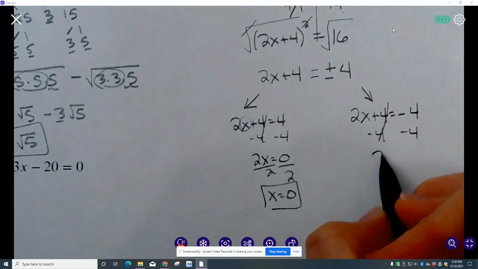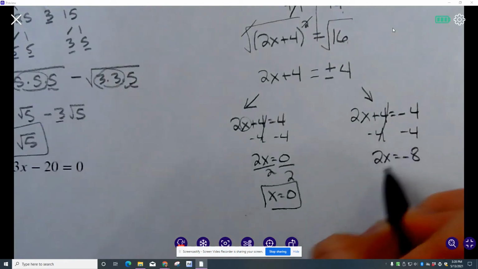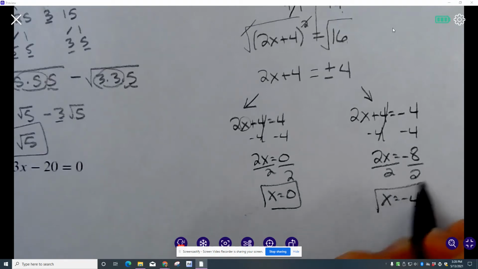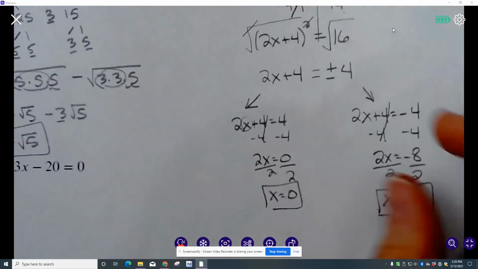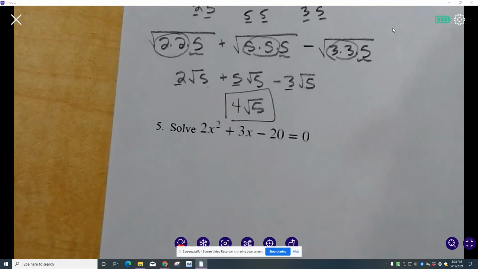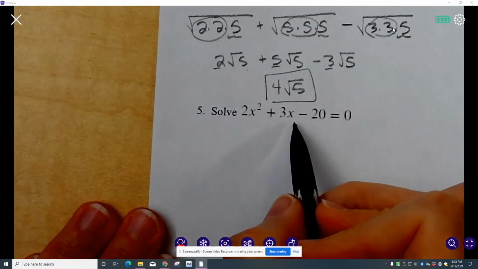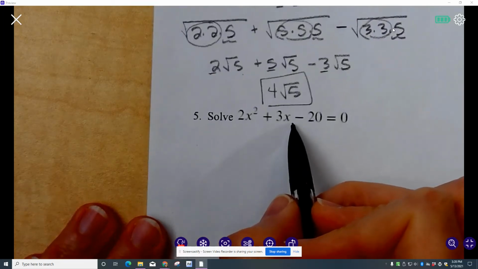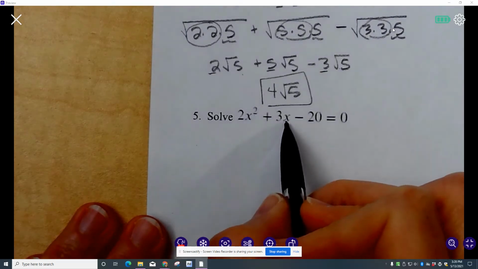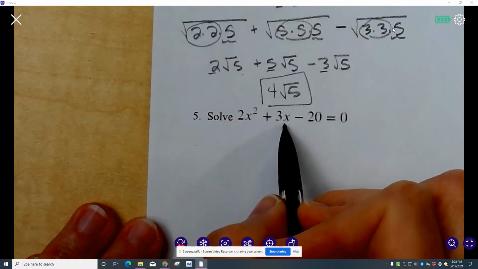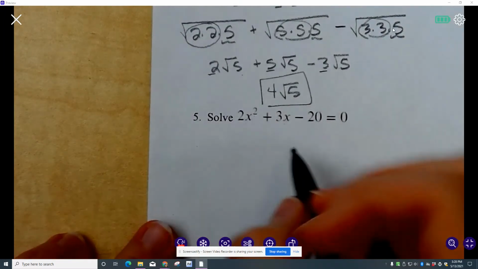Minus 4 from both sides. This time, 2x equals negative 8. Divide by 2, divide by 2. X equals negative 4. All right, one more. Solve, but I can't solve using square roots because I have an x squared and an x. So I want to solve this using quadratic formula.